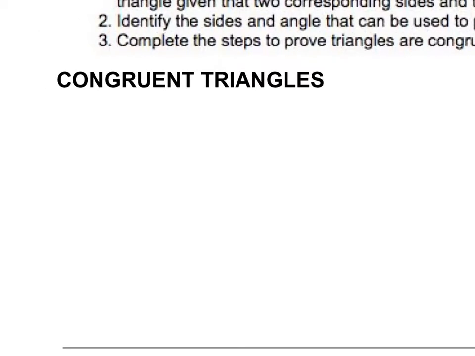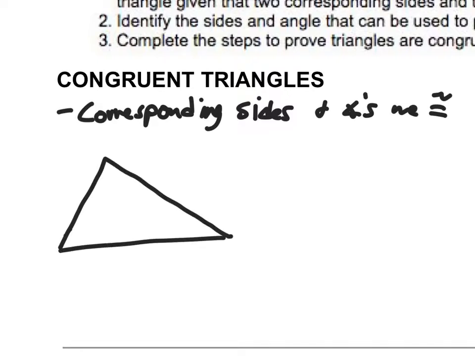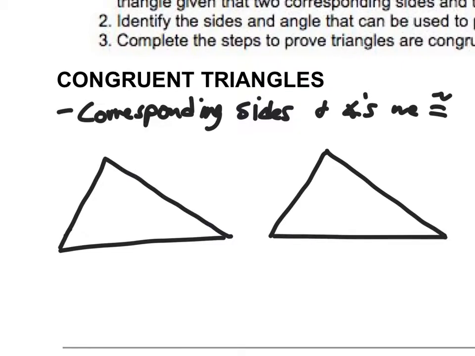Okay? Congruent triangles are triangles that have their corresponding sides and angles congruent. Okay? So let me just come up with an example here. Let's just say I have a triangle like this. All right? And another triangle just like that. I'm going to call this triangle ABC. And I'm going to call this triangle DEF.